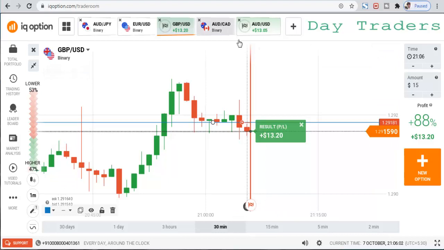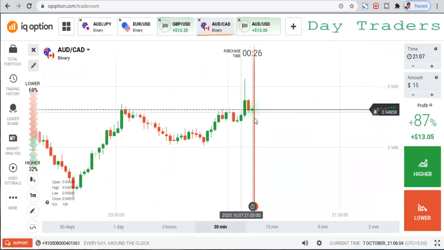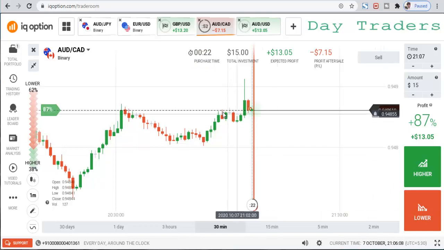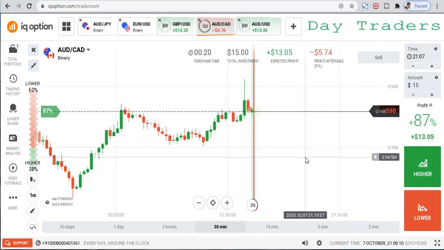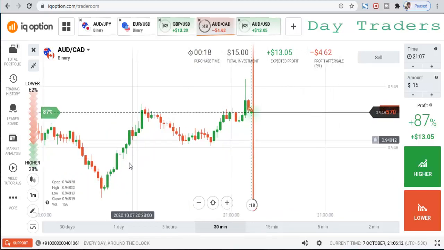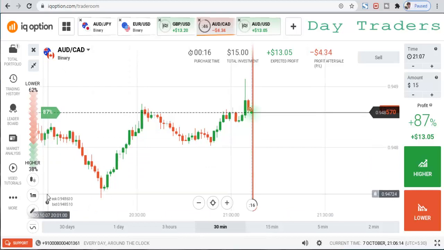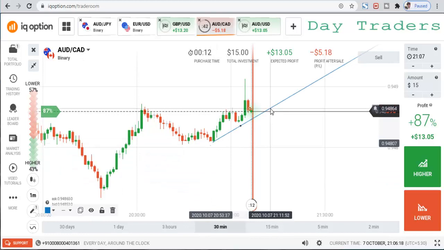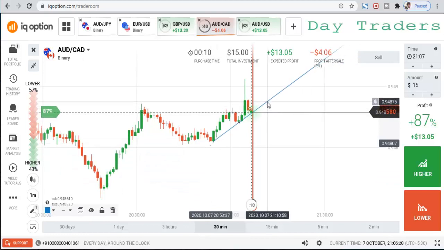This is also a winning trade. I'll check the next pair. We'll place a lower option. There is a level.